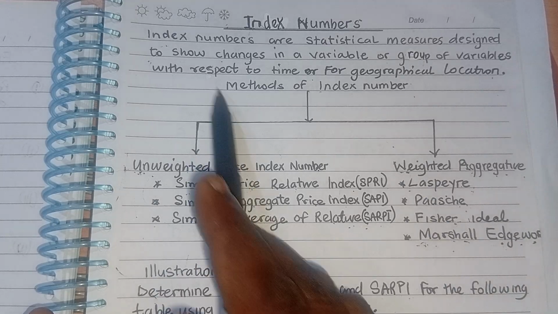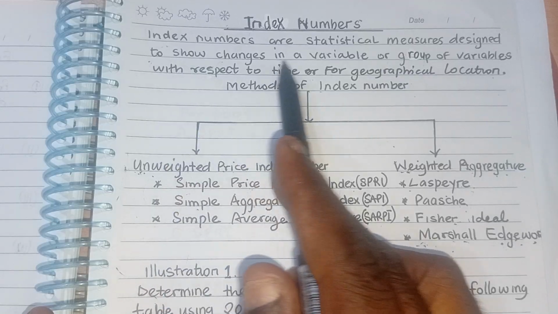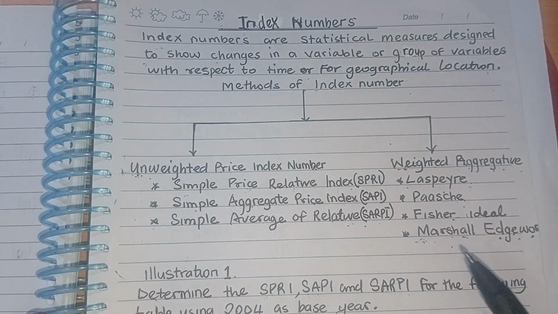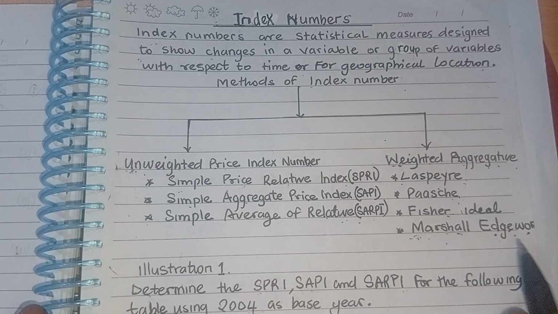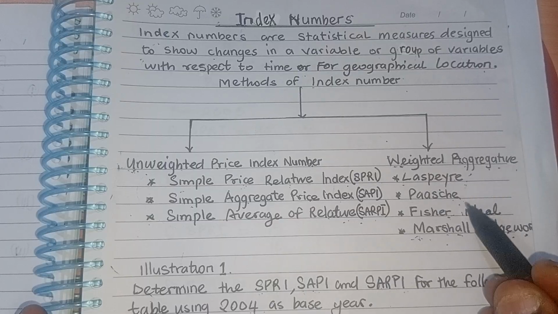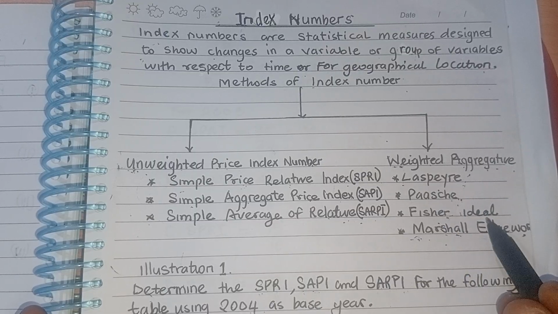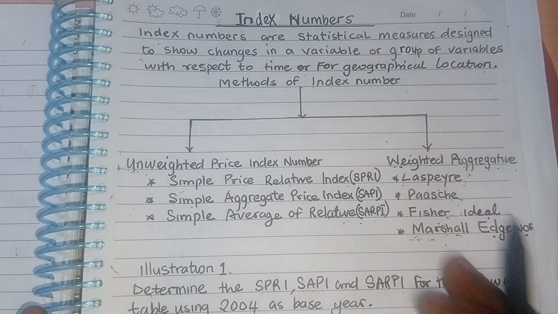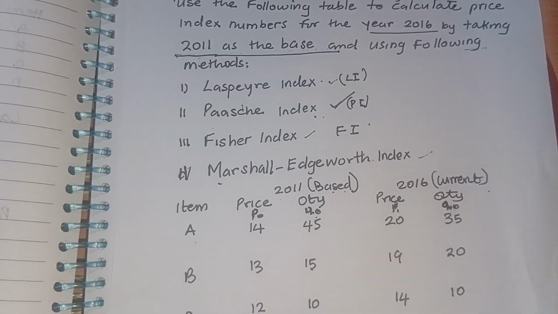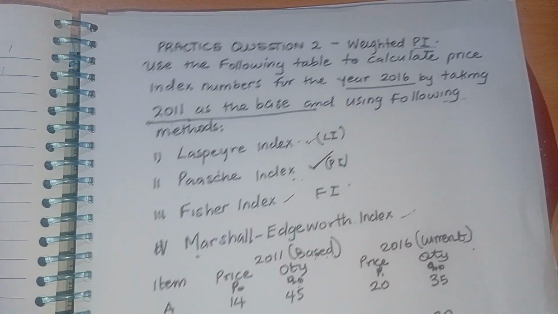We know that index numbers show the changes in variables like price and quantity of items. So we are going to use the concepts of Laspeyres, Paasche, Fisher's Ideal, and Marshall-Edgeworth in this video. I'm going to show you by using this question.